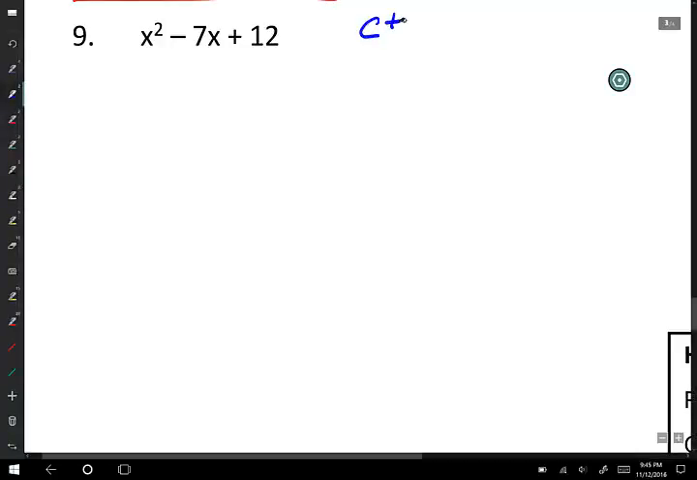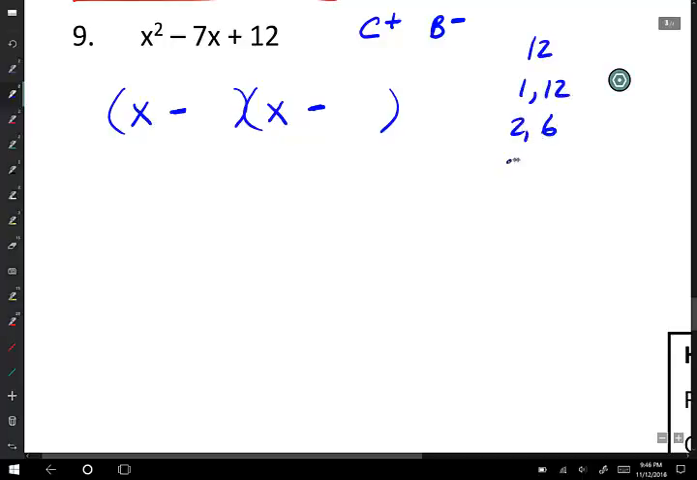The C is a positive, so that quickly then says, okay, let's look at our B. Our B is a negative. If the C is positive and the B is negative, that means we're multiplying to a positive, adding to a negative. The only way that happens is with 2 minuses. This is a nice one because we have an x squared, so we can just put an x and an x there. And we have a couple options for 12. Either 1 and 12, 2 and 6, 3 and 4.